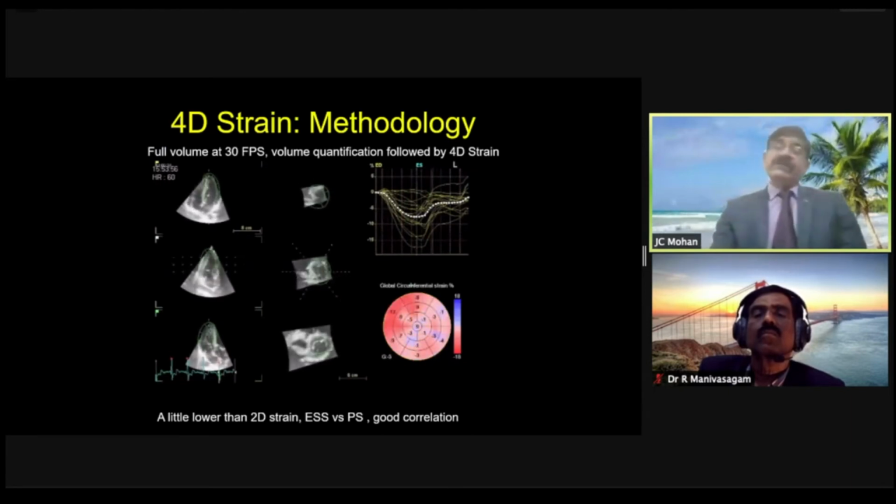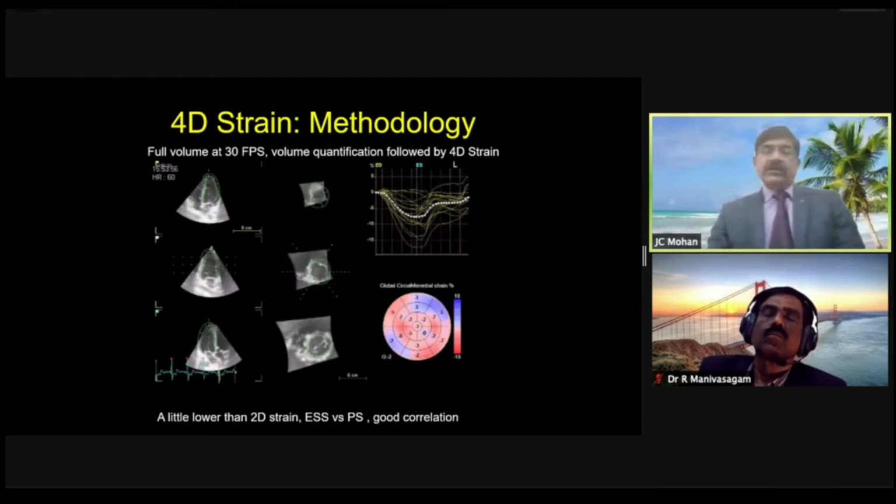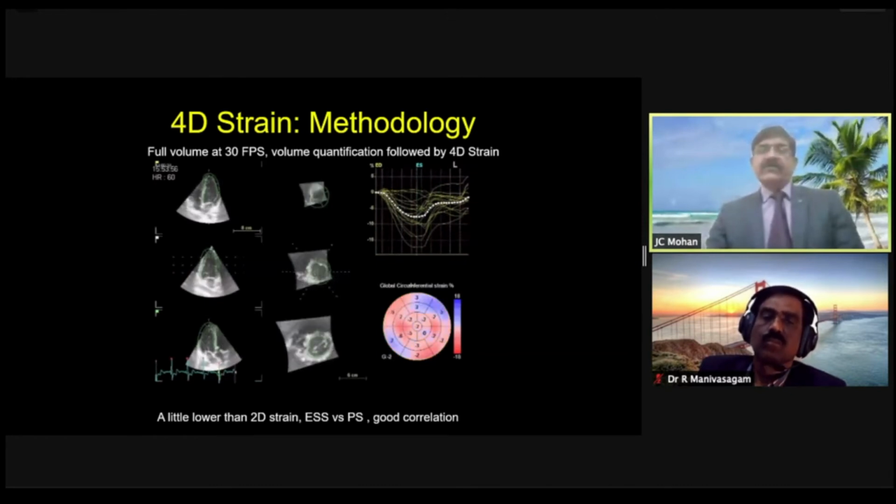Time doesn't permit me to go through the area strain part, but we could discuss that later on. And these values obtained by 4D strain are a little lower than 2D strain because these are more end systolic rather than peak strain. Anyhow, they have a good correlation. We actually did some study and presented to show good correlation between 4D strain and 2D strain in 100 consecutive patients with a variety of cardiac diseases.